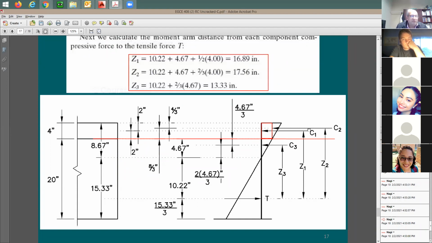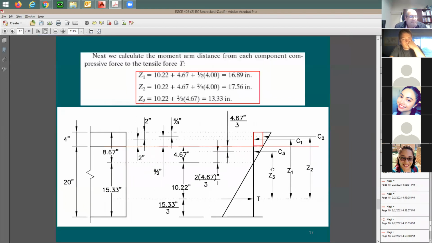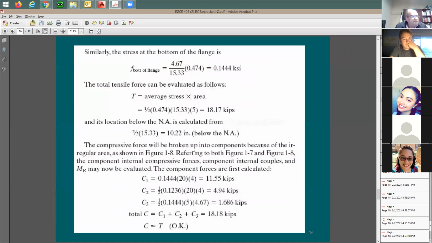Now, how do you find out the forces, C1 and C2 and C3? C1 is going to be equal to the stress distribution, which is uniform, multiplied by 4 inches, multiplied by the width of the flange, because whatever is above this line is going to be on the flange, the 20-inch wide flange. Whatever you have below this line is going to be based off the 5-inch stem width. So I'm going to have here 3 forces, C1, C2, and C3.